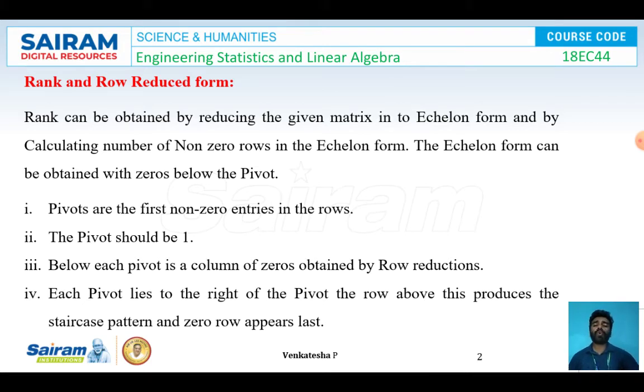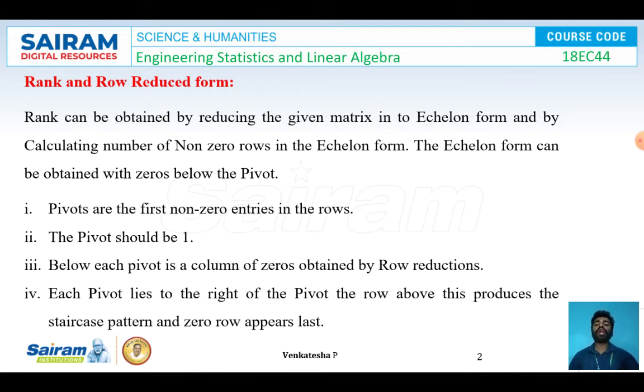Now the question is how to calculate the pivot elements. To calculate these pivot elements, we have to satisfy a few conditions. The first condition is that pivots are the first non-zero entries in all the rows. The second condition is that the pivot should be unity, that is, it is represented in the form of only plus 1. The third condition is that below each pivot is a column of zeros obtained by the row reductions. So below the pivot numbers only a zero column must be there.